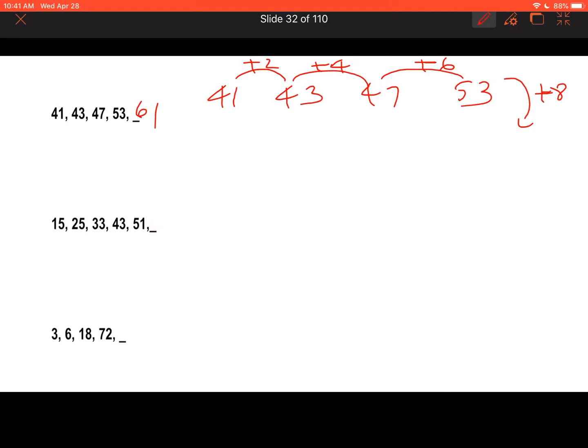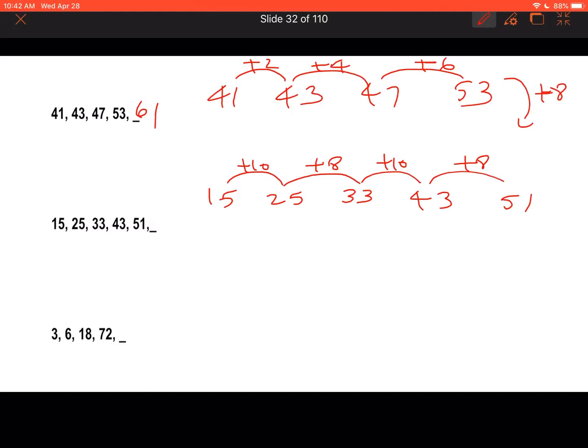Okay, so 15, 25, 33, 43, 51. 15 to 25 is plus 10. 25 to 33 is plus 8. So it's going to be plus 6? Oh no, it is plus 10. That's interesting. 43 to 51 is again plus 8. So there is a pattern now here. It is going to be plus 10, plus 8, plus 10, plus 8. So next is going to be plus 10. So it is going to be 61. Wow, it's interesting, right? So the difference can be an increasing order, decreasing order, zigzag pattern also.